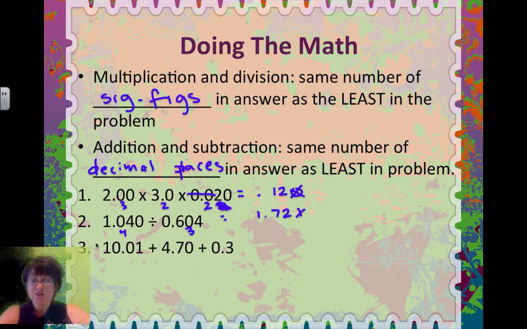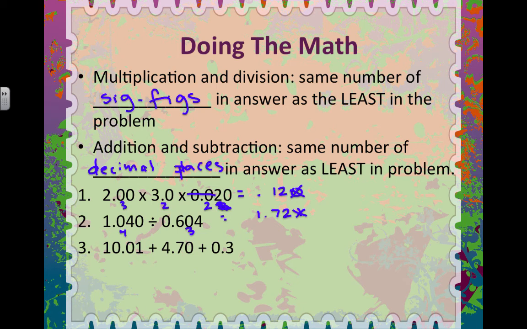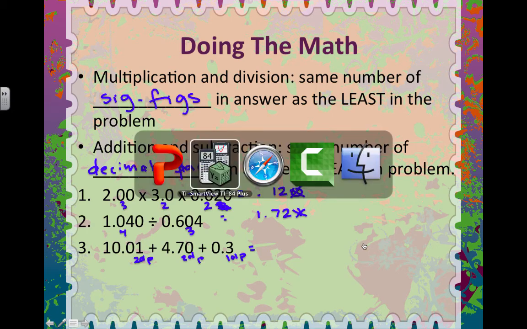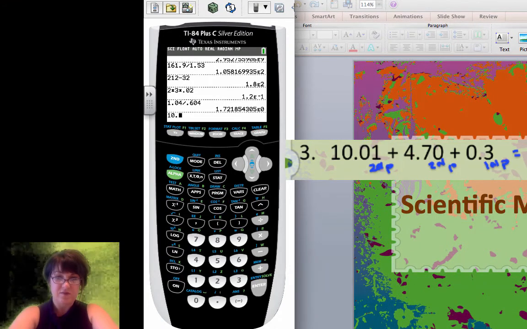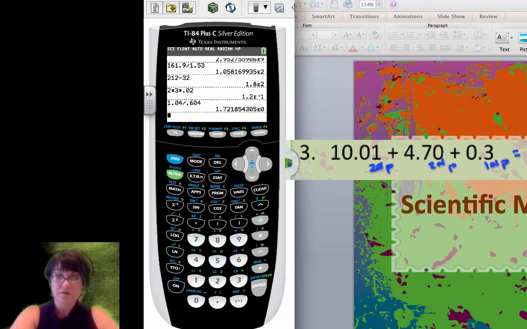Now let's do some addition. In addition, I'm looking at decimal places. So I have 2 decimal places here, 2 decimal places here, but only 1 decimal place in this number. So my answer is going to only get to keep 1 decimal place. So let's work out the math first. 10.01 plus 4.70. Oh, dang it. I messed up. Sorry.